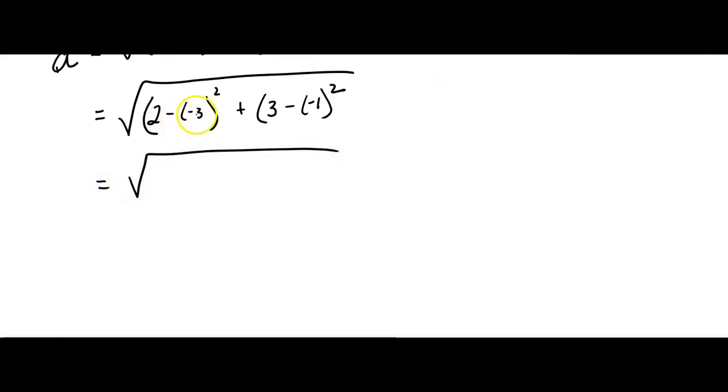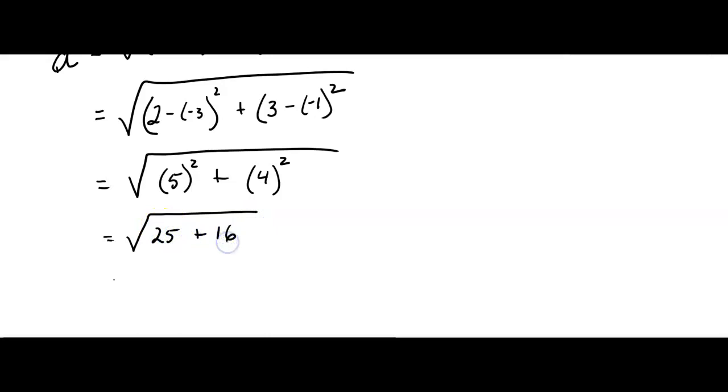So 2 minus a negative 3, that's going to be 5. 2 plus 3, right? And then 3 plus 1 is going to be 4. Then I'll have to do the squaring. I'm going to get 25 plus 16, which is going to be the square root of 41.